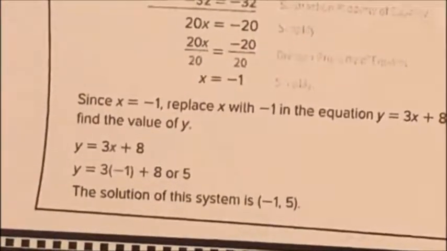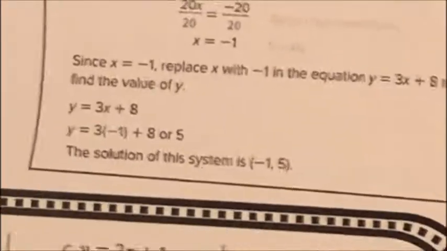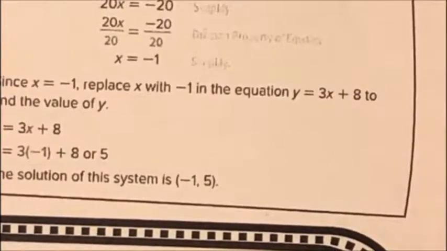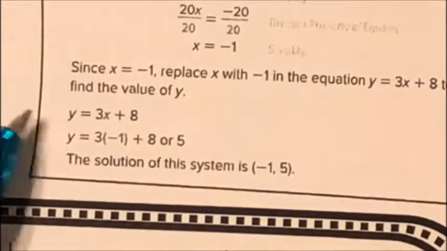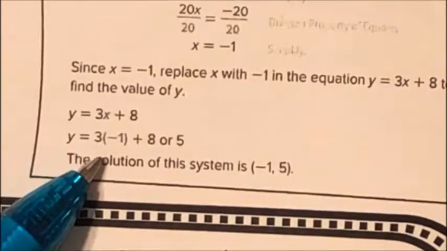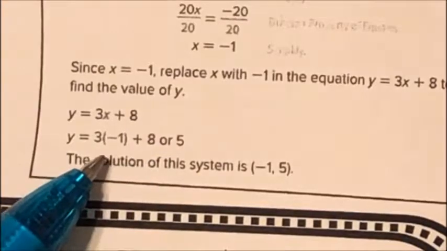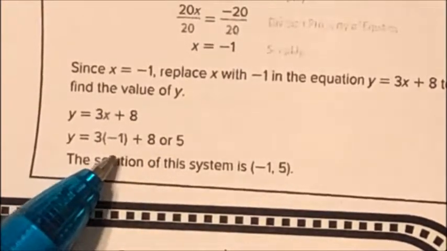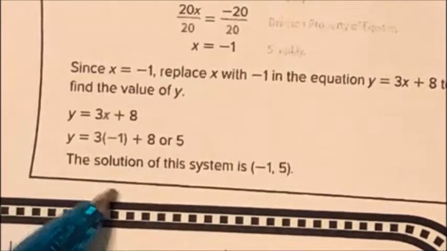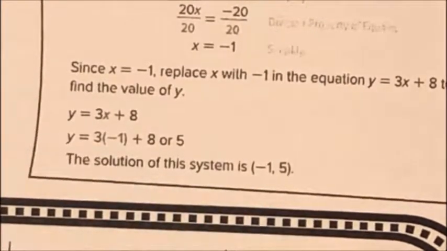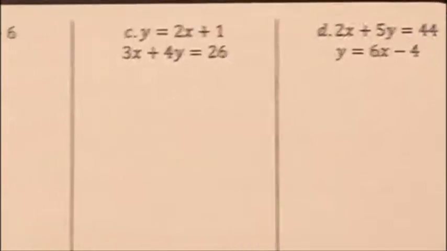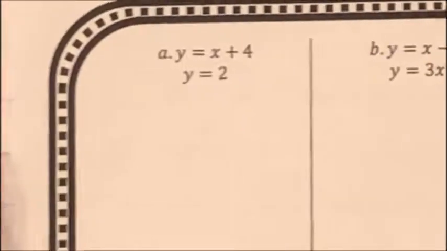Since x equals negative 1, I can replace x with negative 1 in the equation y equals 3x plus 8 to find the value of y. So when I do that, I get y equals 3 times negative 1 plus 8. 3 times negative 1 is negative 3, plus 8 gives me 5. So the solution of my system is negative 1, comma 5. Okay, there are a couple of try problems below. Go ahead, pause the video, try them out, and when you're done, we will go over the answers together.